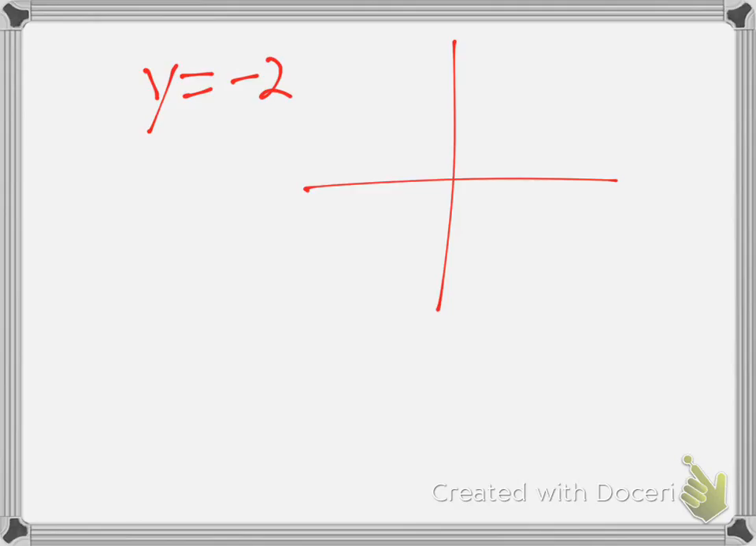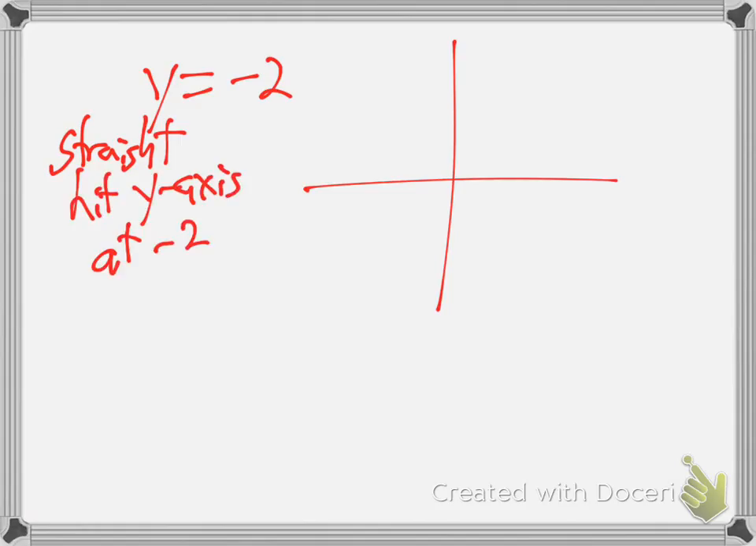So it's going to be a straight line, horizontal or vertical. It's going to hit the y-axis at negative 2. Which one's the y-axis? The vertical one. Where's negative 2 on the y-axis? Down 2. There's negative 2 on the y-axis. It's going to hit it right there. Perfect. Does that make sense? So it hits the y-axis at negative 2. So if you just have one letter, just x or just y, it's going to be a straight line, vertical or horizontal, through that axis.